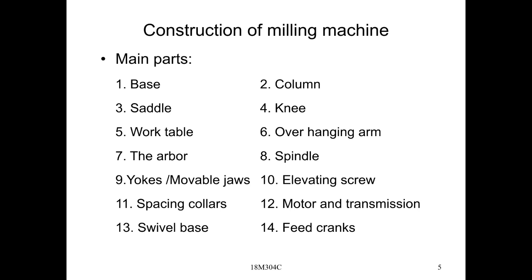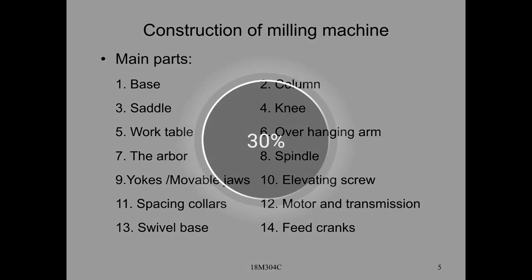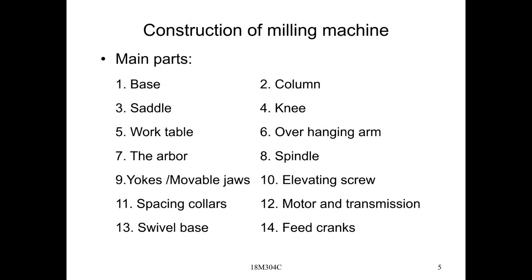Next is the saddle. For movement of the table, the saddle is used. Next is the knee. For lifting the entire table we use the knee. Next the work table is provided, right? The work table is provided as the working surface. The overhanging arm is also provided for supporting the cutters. Next, yokes and movable jaws are provided, and the elevating screw for lifting. Spacing collars are placed on the arbor unit, right? On the arbor unit, in the gap between the spacing collars, the cutting tool is placed.